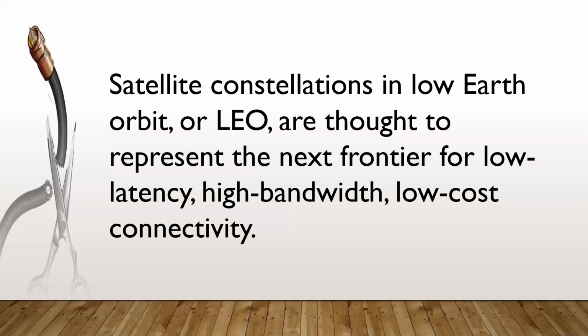So the satellite constellations in low Earth orbit, or LEOs, are thought to represent the next frontier for low latency, high bandwidth, and low cost connectivity. And one of the ways of keeping the costs low is SpaceX having their rockets be able to go up, put the satellites in space, and then the rockets come back to Earth. And they've been fairly successful now in being able to do that. And so that should be able to keep the costs of some of these things down. And so hopefully the cost of internet access is going to be kept at a minimum as well.